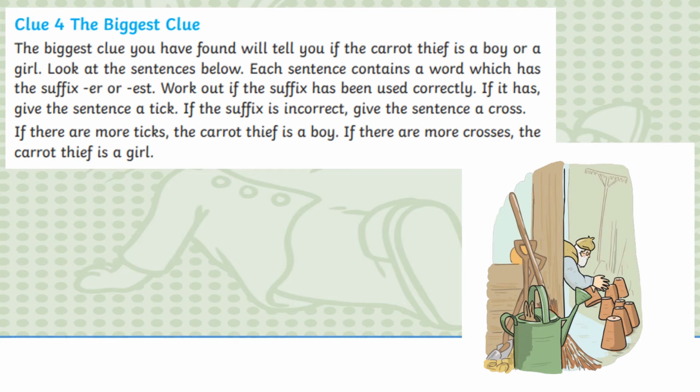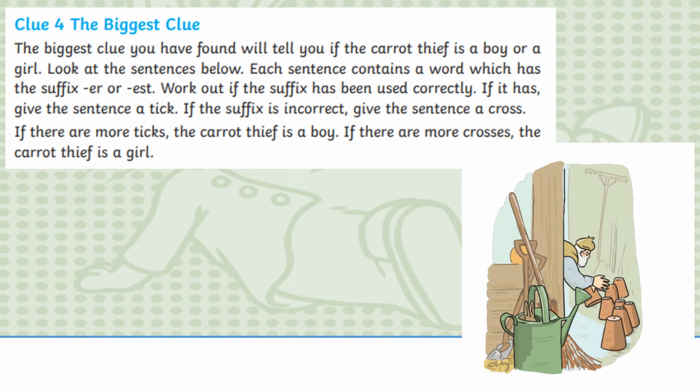Okay, I would like you to read clue for the biggest clue. This sounds good. This sounds like we're going to get this. So the biggest clue. Pause me now and read what your biggest clue is asking you to do. The biggest clue you will have found will tell you if the carrot thief is a boy or a girl. Look at the sentences below. We're going to have a look in a moment.